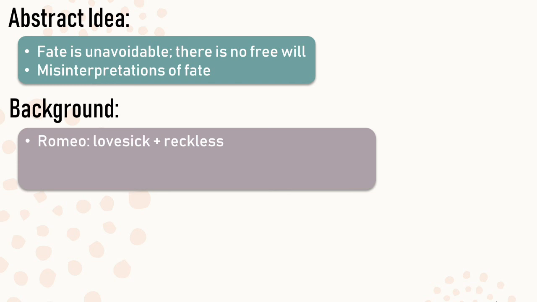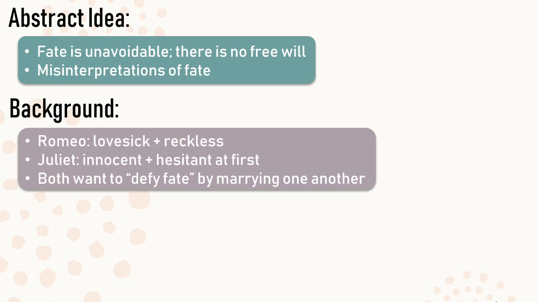The background information would state that Romeo is a lovesick and reckless boy, whereas Juliet is an innocent girl who is hesitant to love at first but then goes all in. Both of these characters think that their marriage will prevent them from being split apart, but it only makes their separation even more imminent, or faster.